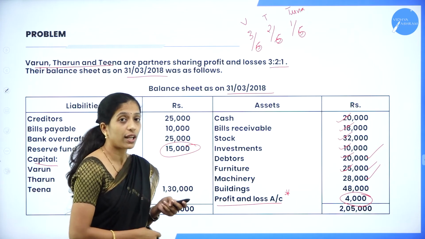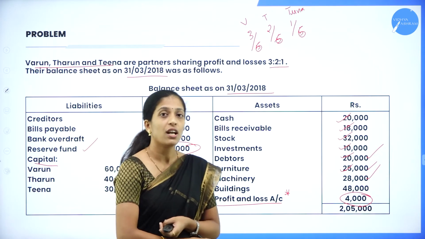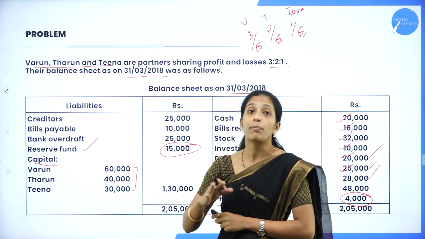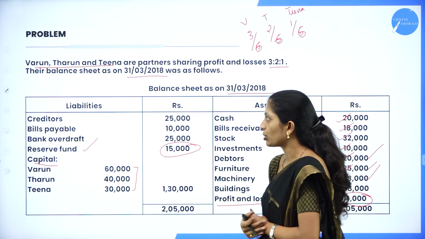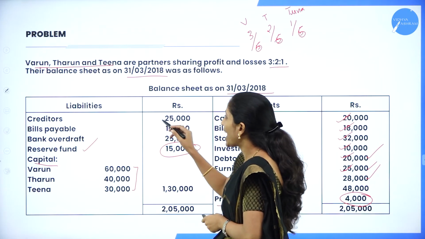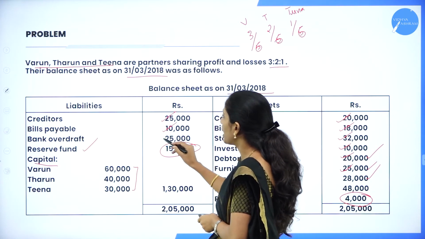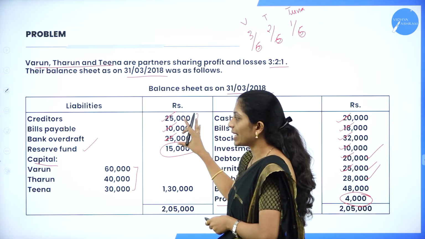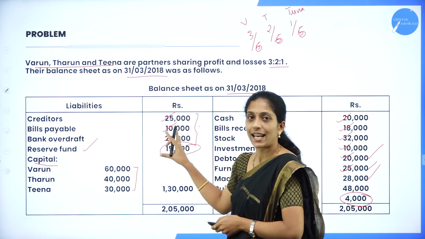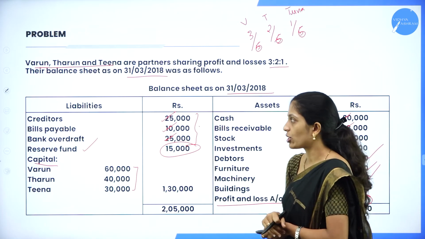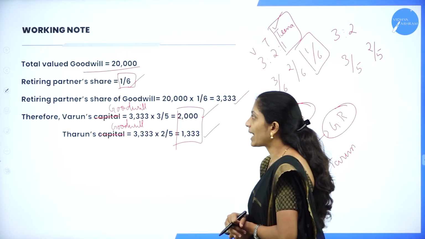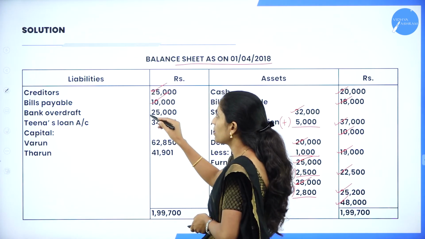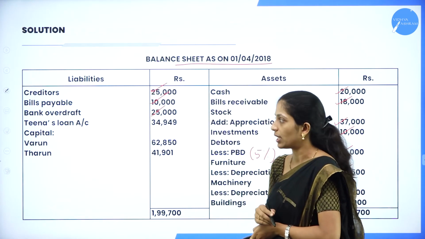So we are not going to take profit and loss account in the balance sheet. We had already transferred it to the partners' capital account among all the partners in their profit sharing ratio. Now come to the liabilities. So we have creditors as well as bills payable, bank overdraft. So there is no adjustment relating to all these three items. So we will record the same amount in the balance sheet also. That is in the closing balance sheet. So creditors 25,000, bills payable 10,000, bank overdraft 25,000.